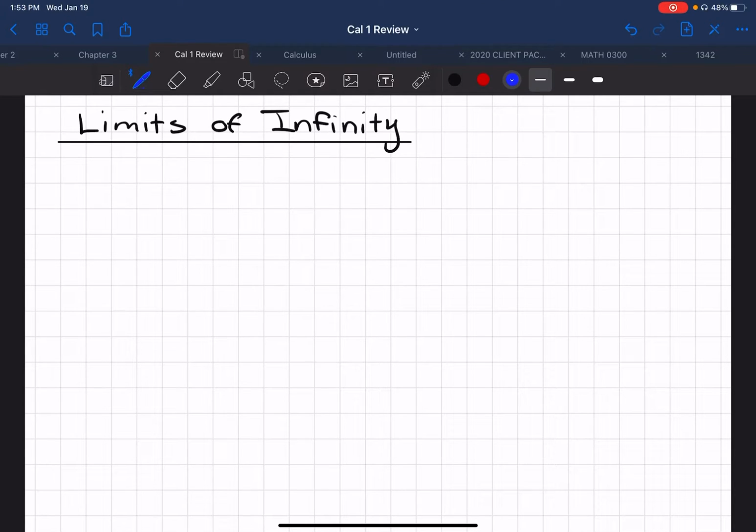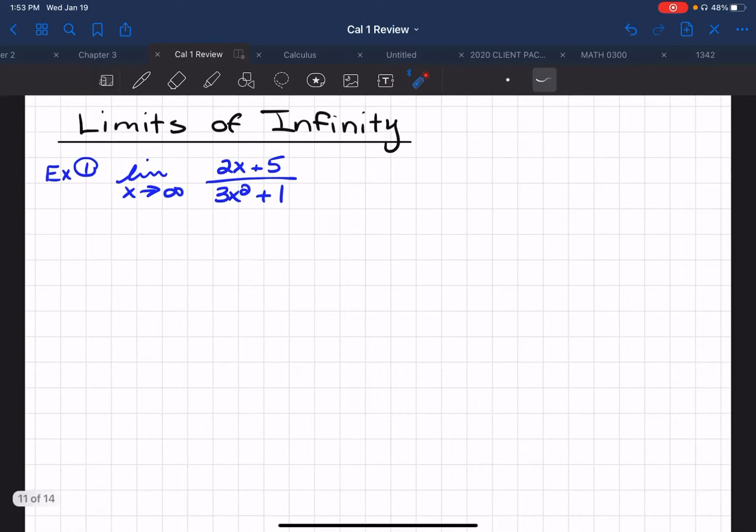Let's do a quick recap of limits at infinity and L'Hopital's rule. Limits at infinity have three cases. Let's look at the first case: the limit as x goes to infinity of 2x plus 5 over 3x squared plus 1. In this case, we're concentrating on the leading coefficient of the top and the bottom and comparing the exponents. So I've got an x on top and an x squared on bottom.